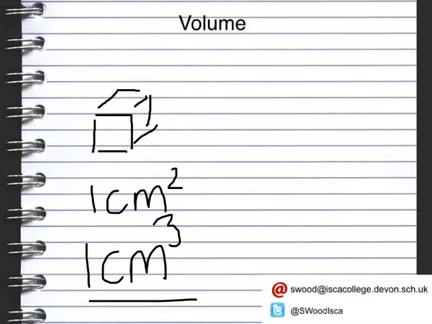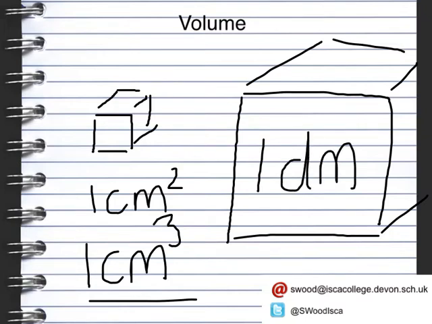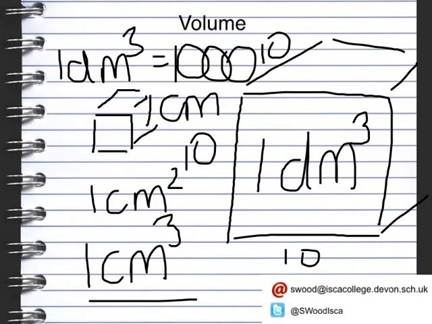Now the main standard unit for volume in chemistry is where we take 10 centimetres by 10 centimetres, and then by 10 again, and this is what we refer to as 1 decimetre. And because we've got 10 by 10 by 10, 1 decimetre cubed is equal to 1,000 centimetre cubed. Okay, now 1 decimetre cubed is also the same as 1 litre.